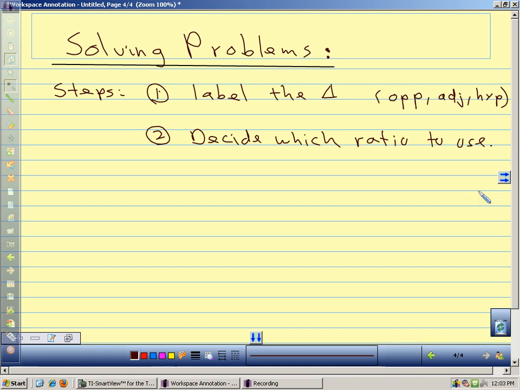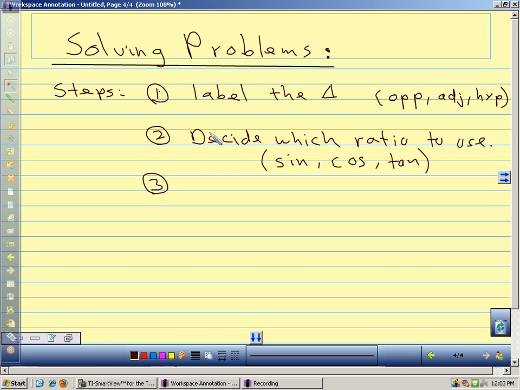Depending on which sides of the triangle we have will tell us which ratio to use, and what we mean by this is we pick sine, cosine, or tangent. The sides that we have tell us which ratio to use. Do we have the opposite and the hypotenuse? Do we have the opposite and adjacent? Which ones do we have? That'll let us know which ratio we need to use.